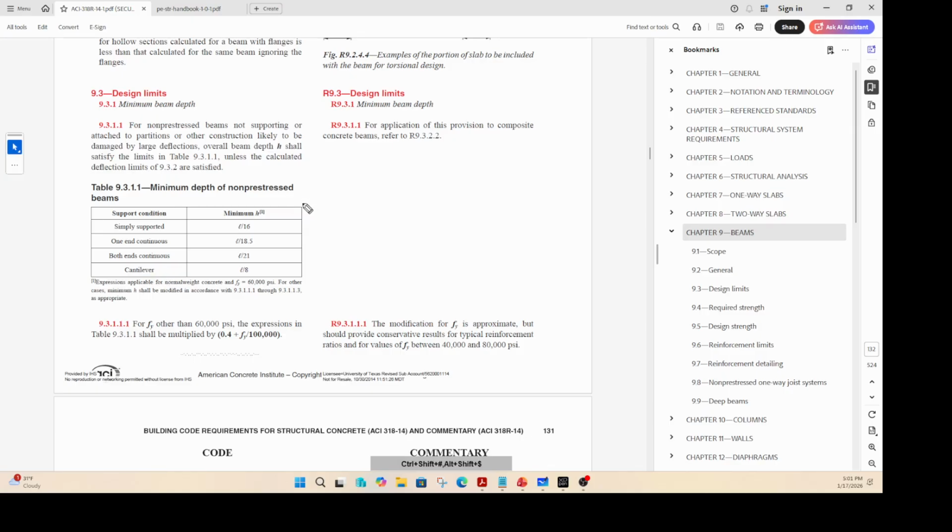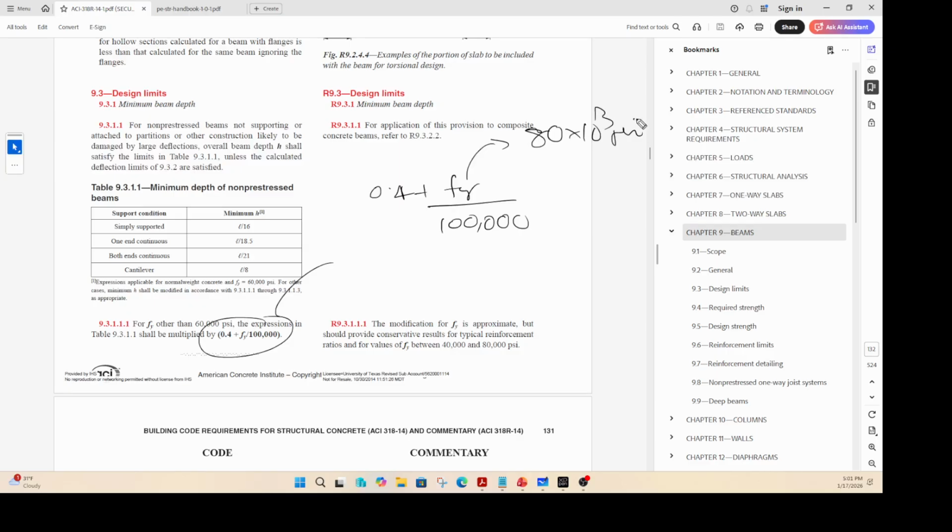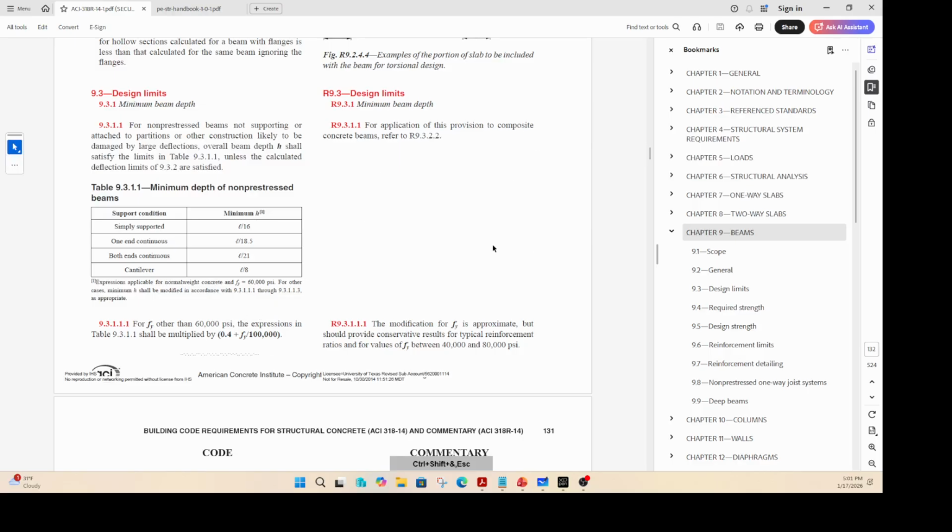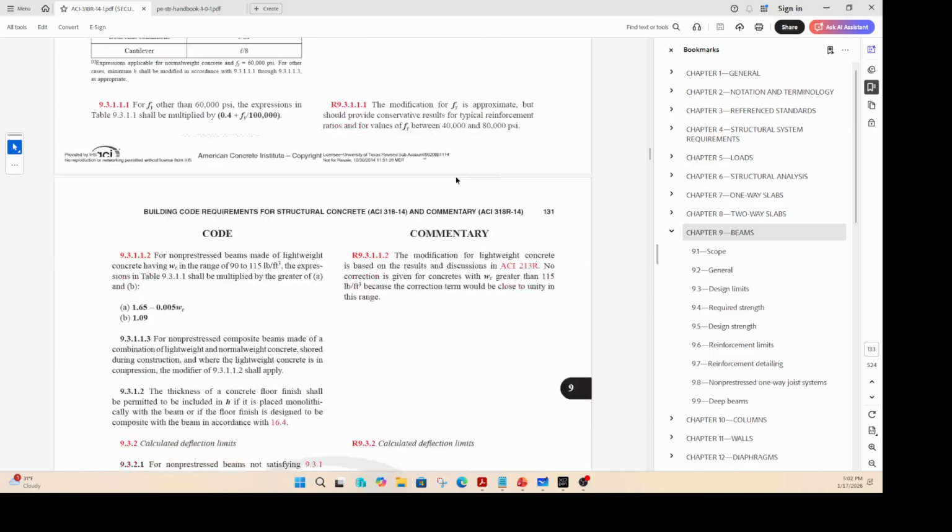Okay. Now this table holds good for Fy equal to 60 ksi, right? But if your Fy is something other than 60,000 psi, then you have to multiply these values with this factor here. This is just a factor 0.4 plus your actual Fy by 100,000. Okay, so if you're using 80,000 psi steel, then you substitute that factor, find this value, multiply these two things with that factor to calculate your minimum depth required. So that's a pretty important minimum depth required table there.